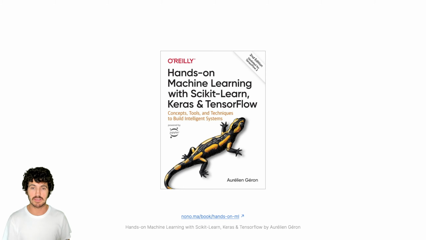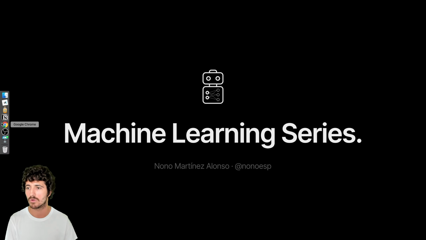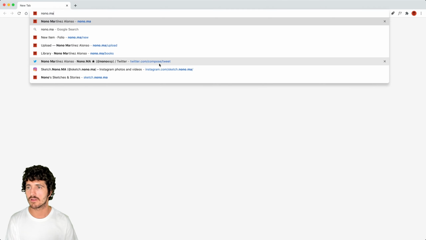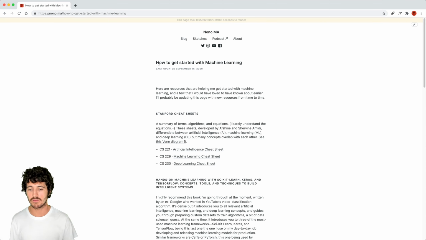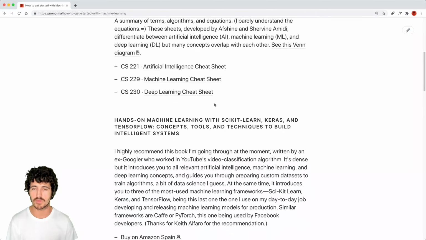And something I didn't add here, but that you can also see if you go to nono.ma/ml, there is a list of resources. We can actually see them right now. I have them on my website, which I put online for some people who ask me for recommendations on what to look at if they wanted to learn machine learning, right? So how to get started with machine learning. I update this from time to time.